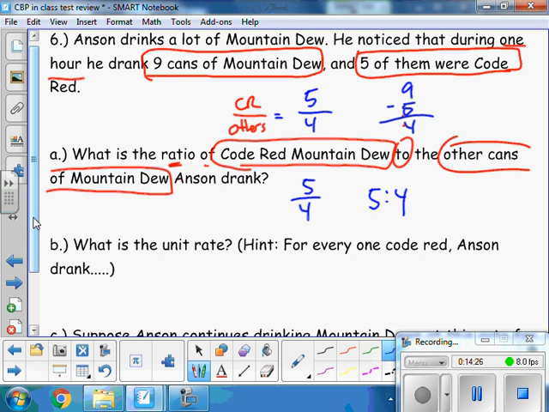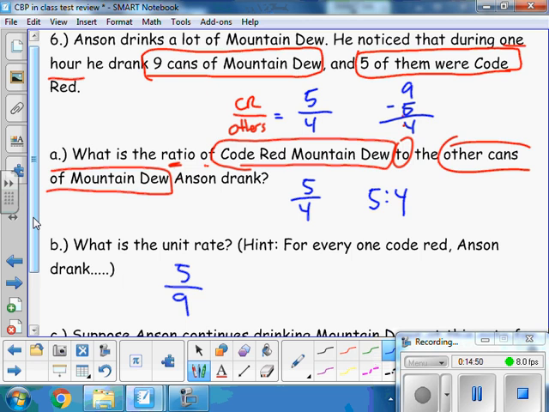What's the unit rate? Okay, for every 1 code red he drank. The unit rate is going to be per total. So we're at a 5 to 9. He drinks 5 code reds for every 9 cans of Mountain Dew. So it's 5 to 9.